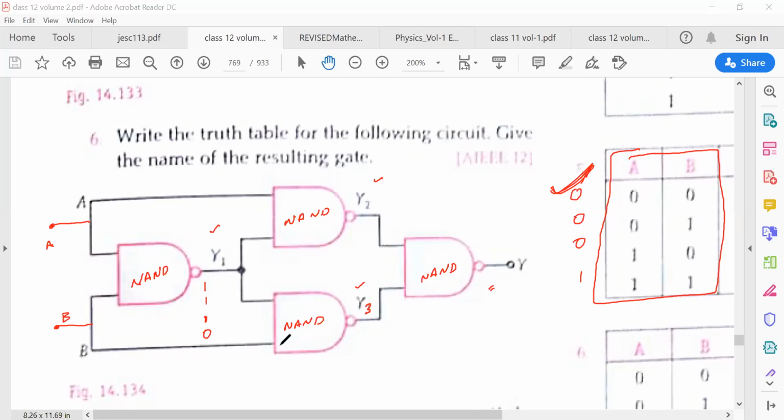Yes, ma, correct. So we'll see y2. For y2 we take y1 and a. y1 is 1 1 1 0 and a is 0 0 1 1. The AND gate output of these is 0 0 1 0. The NAND gate output is 1 1 0 1. This is your NAND gate output, which is nothing but your y2.